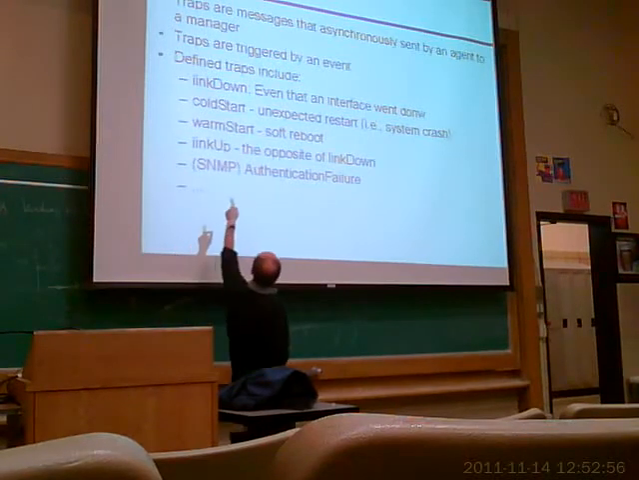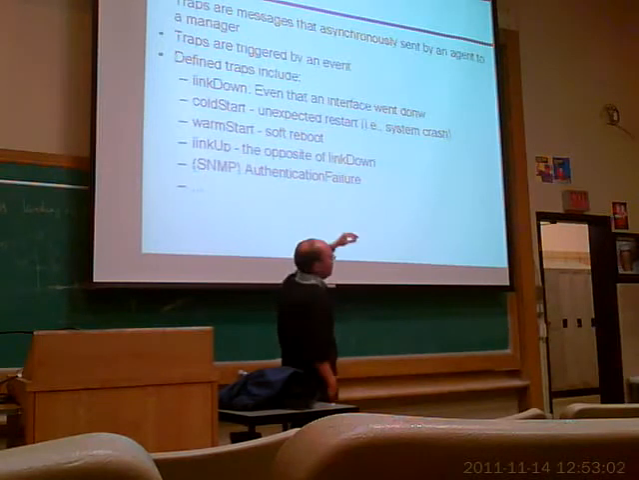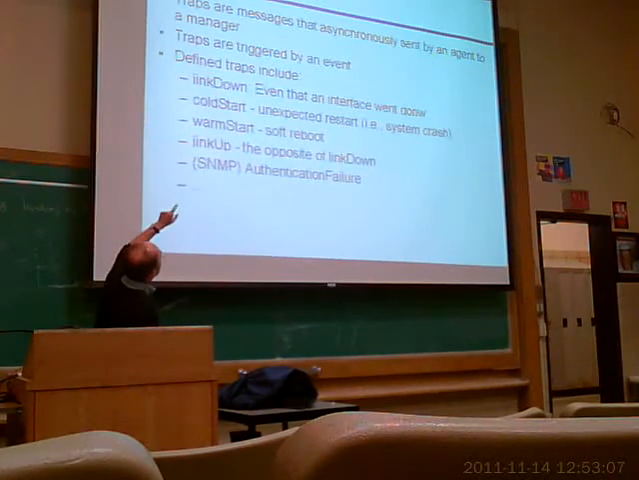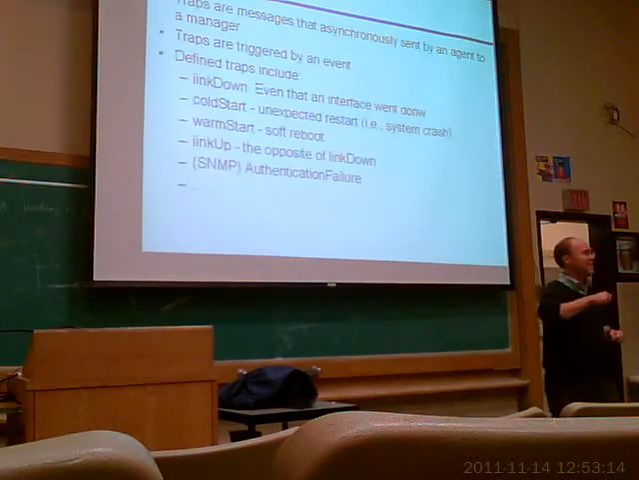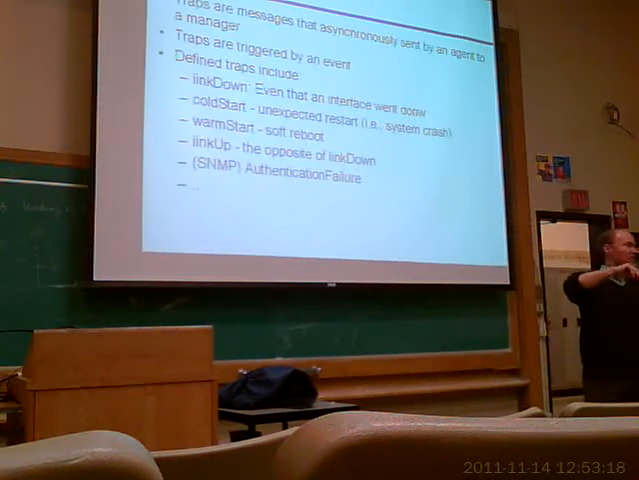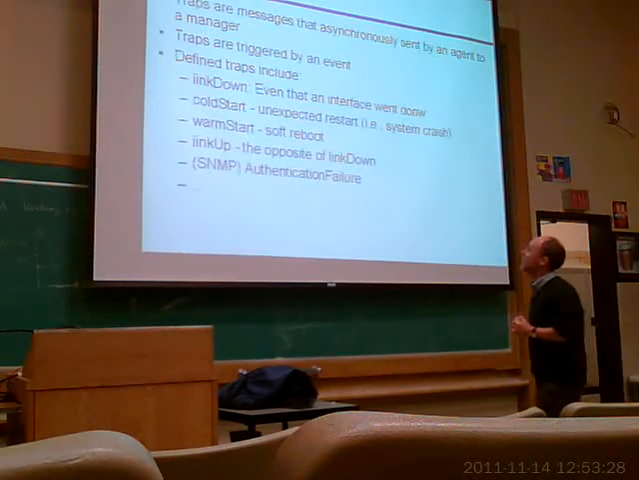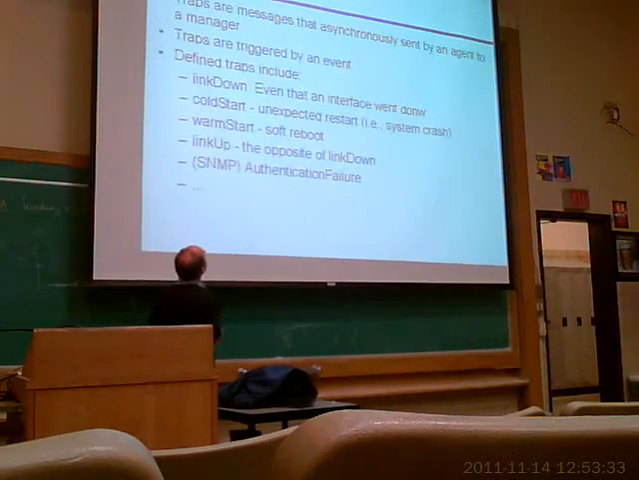Examples of traps include link down. That's probably the most important one. If the interface goes down, if a cable is pulled. A reboot gets reported. A system crash gets reported, of course after you boot up, if the system went down without having properly been shut down. And link up, the opposite of link down.